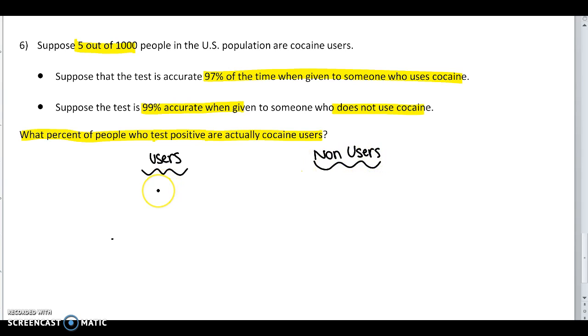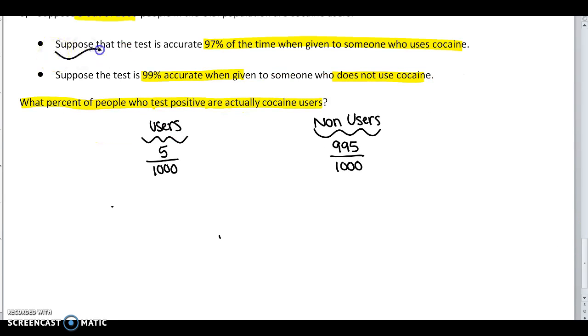Okay, so the probability of being a user is 5 out of 1,000. Or 5 out of 1,000 people are users. So non-users would be the rest. That's 995 over 1,000. Okay, now I started with this because the other data breaks down into these categories. So the user category and the non-user category.